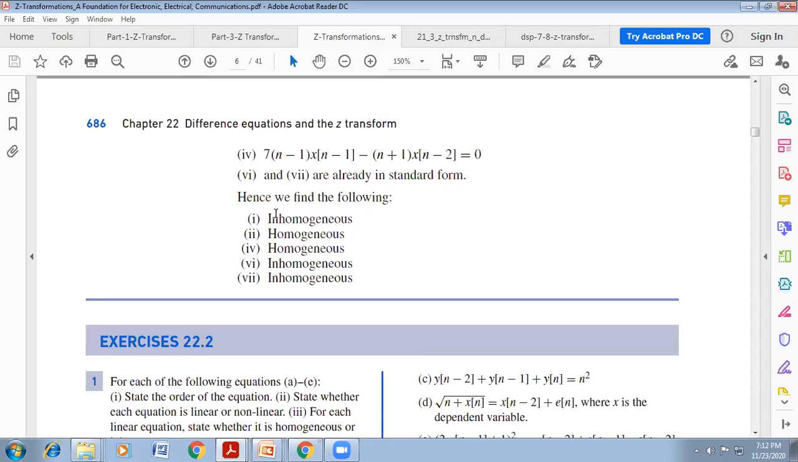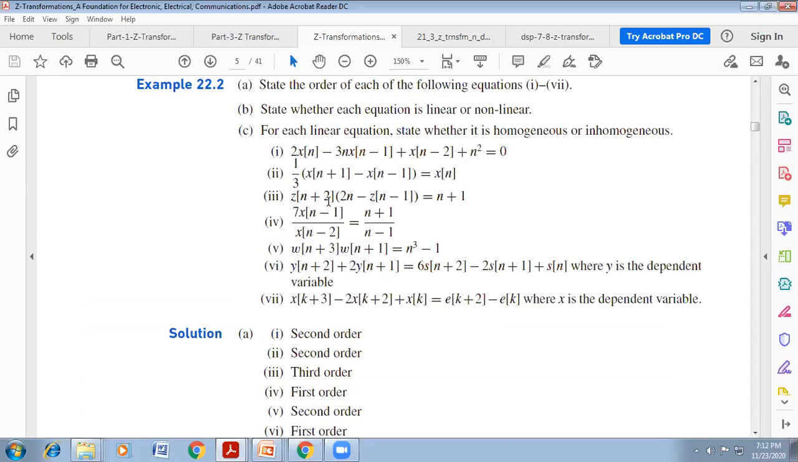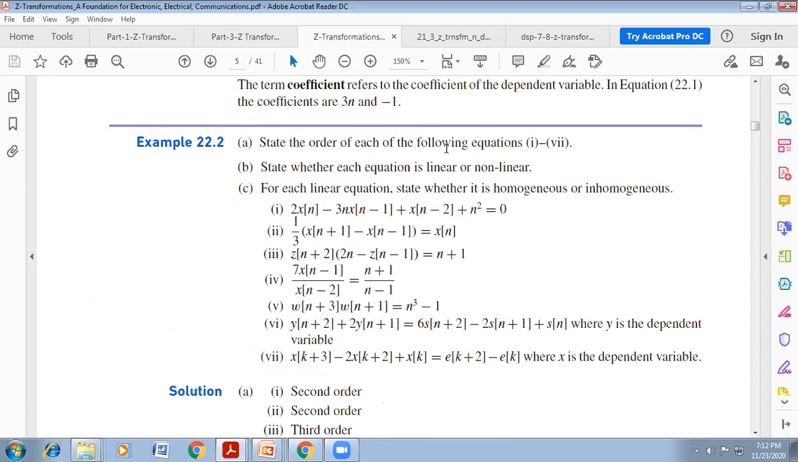So the inhomogeneous will be like this. This is the actual example of finding this. We have solved this example. Can you do it? You can do it.